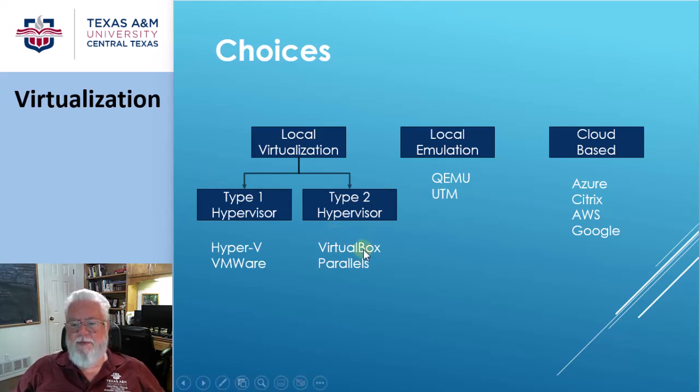VirtualBox is a Type 2. We use that one. Parallels is another one. Now, maybe that's not going to work for you. For example, if you have a brand new Apple with an Apple Silicon M1 or M2 chip in it, you're not going to be able to do Parallels. You're going to have some sort of emulation.